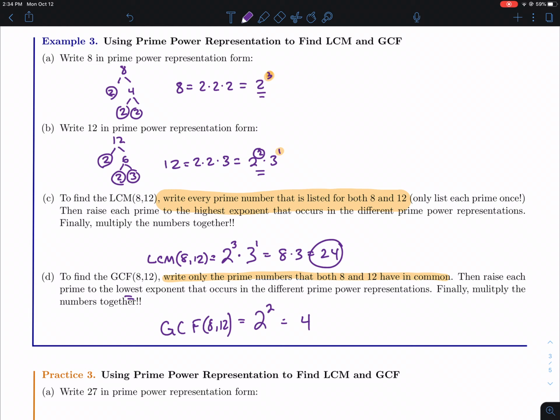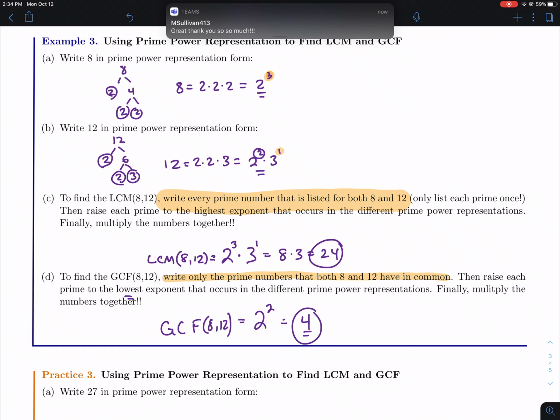The reason we don't include the other primes is because we're trying to make sure that the number we find divides into 8 and 12. If we had included 3 on our list, then no matter how we multiplied these together, they would have never divided the 8. So that's why we can only include the primes that are in both of the numbers, not just in one number. Whereas for the least common multiple, since we're trying to divide 8 and 12 into this bigger number, we do need to include all the primes. That way we guarantee that 8 divides it and 12 divides it. So it's subtle how these are a little bit different, but that's how they're related together.